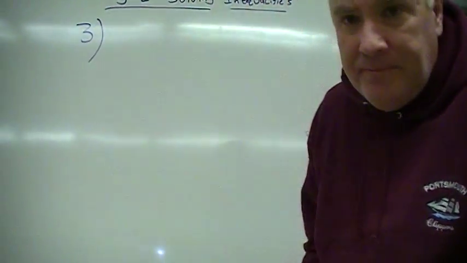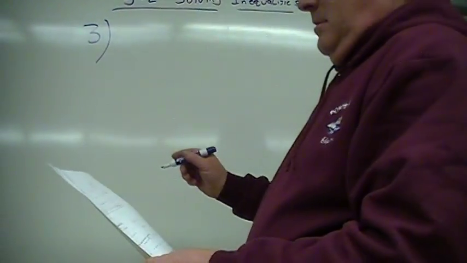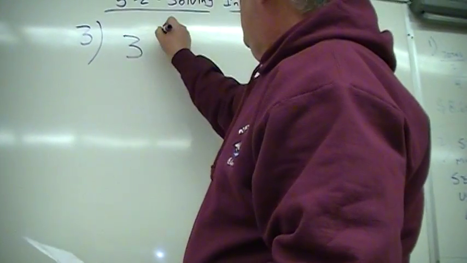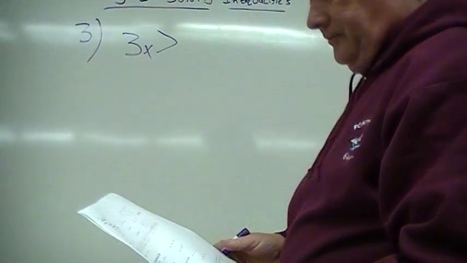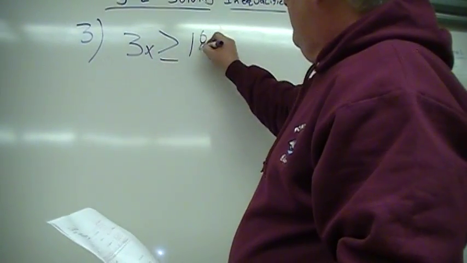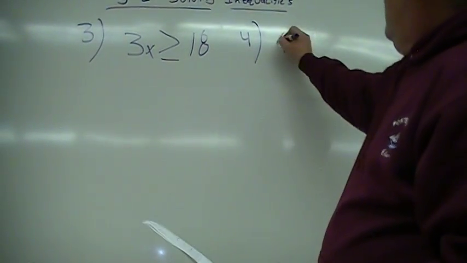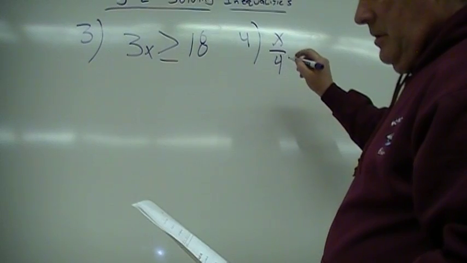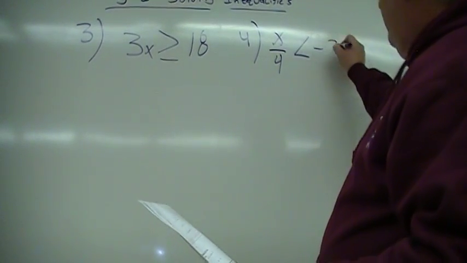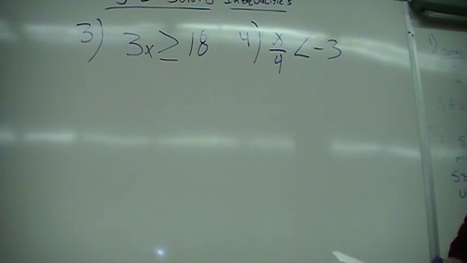Number 3. 3x is greater than or equal to 18 for number 3. I'll write number 4 since I'm here. X divided by 4 is less than negative 3. That's still able to stay on the screen there, yeah.